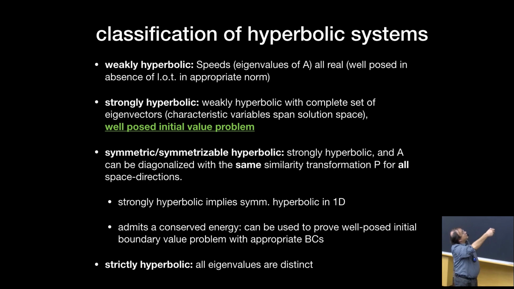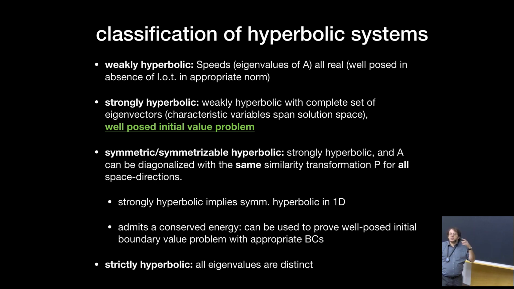Okay? And so now, based on the classification that we have derived, we can now classify hyperbolic systems in the following way. The weakest form, in terms of usefulness, is weakly hyperbolic. Here, the speeds, which means the eigenvalues of A, are all real, but it's not diagonalizable. So you can have this part N, which destroys the well-posedness. This means that in some fine-tuned sense, you can still make it well posed, but not in any practical one. As soon as you add low-order terms, this gets destroyed.